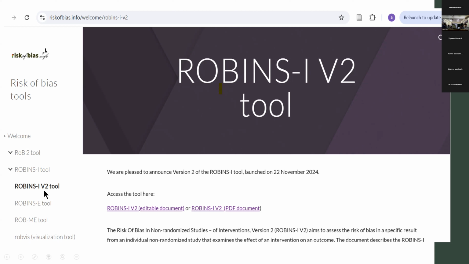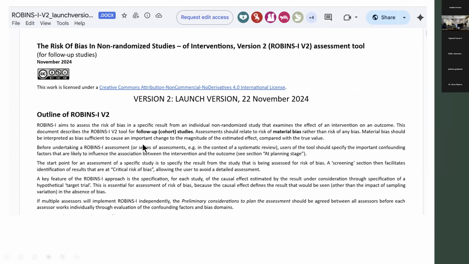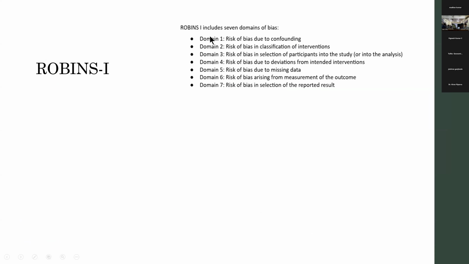If you go down, ROBINS-I, this is the risk of bias in non-randomized studies of interventions. So this tool can be used to assess the risk of bias in a non-randomized intervention study. This is how it looks. It looks at 7 domains: risk of bias due to confounding, due to classification, due to selection, or any deviation from the intervention, missing data, measurement of the outcome, or selection of the reported result.